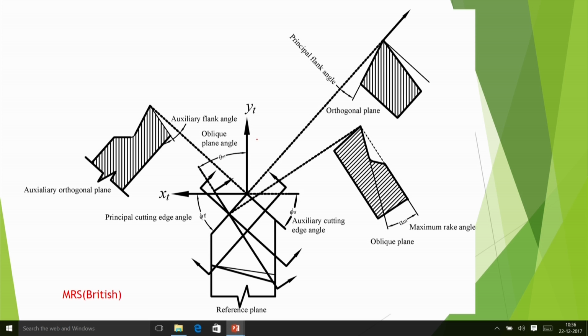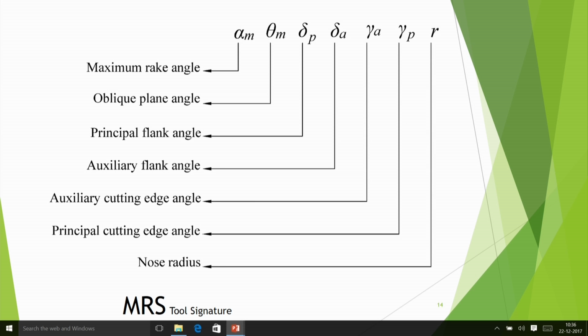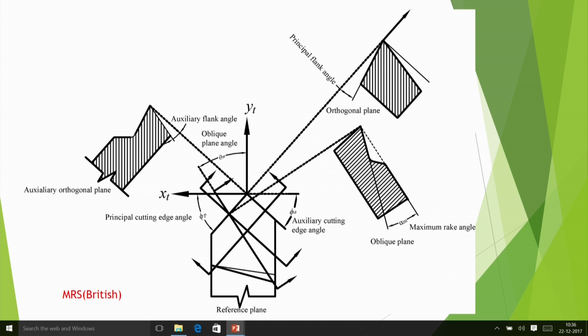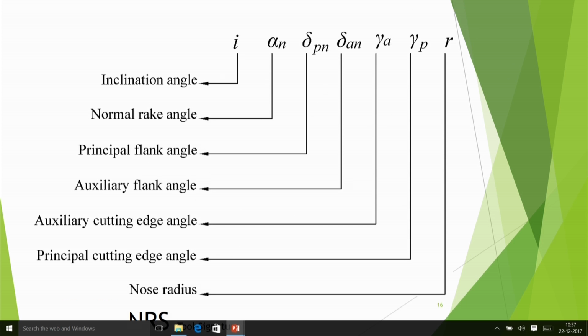So if we see that we need one oblique plane angle, that means really that particular plane in which the rake angle is maximum, how much it is inclined with this direction. So that will give theta m, and that also you have to specify. So you have understood that maximum rake system also, and now we discussed NRS, that means normal rake system.